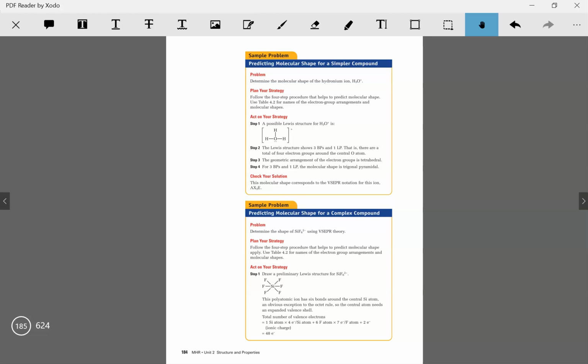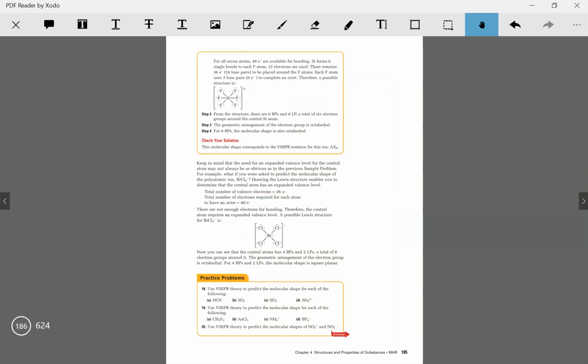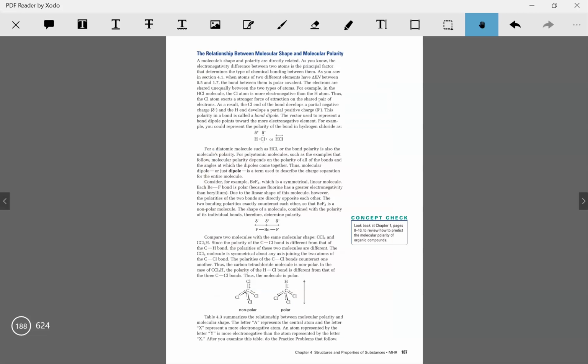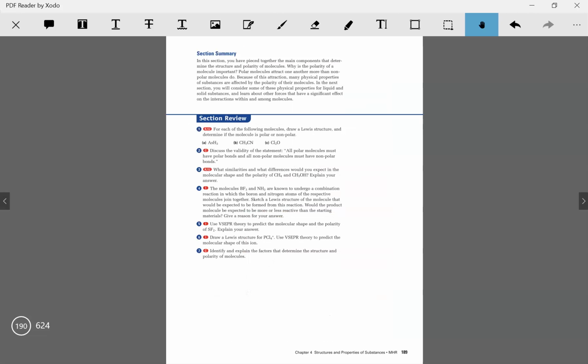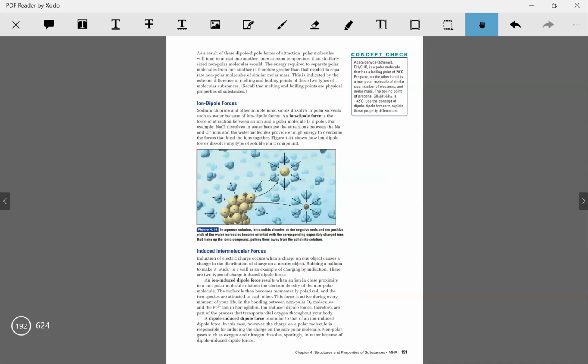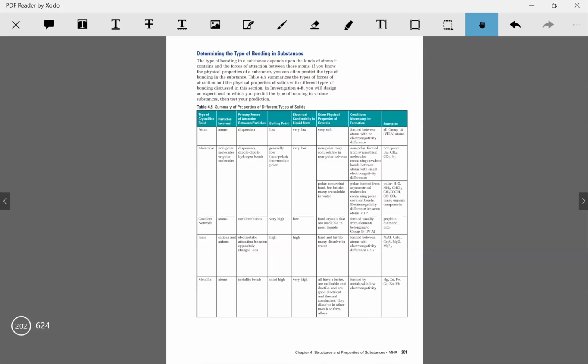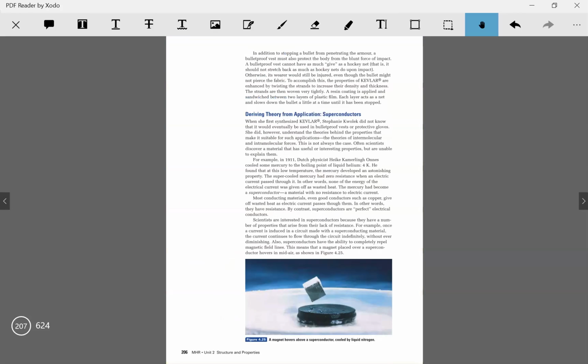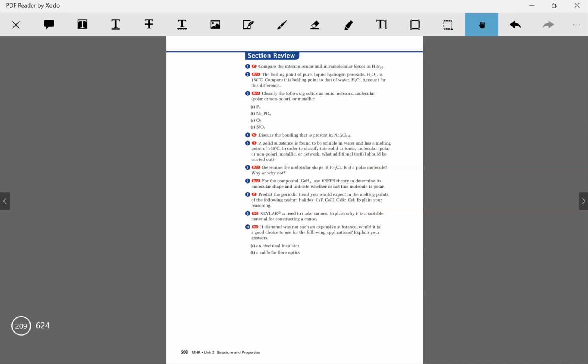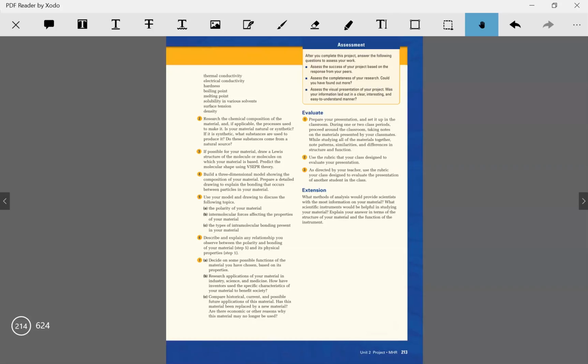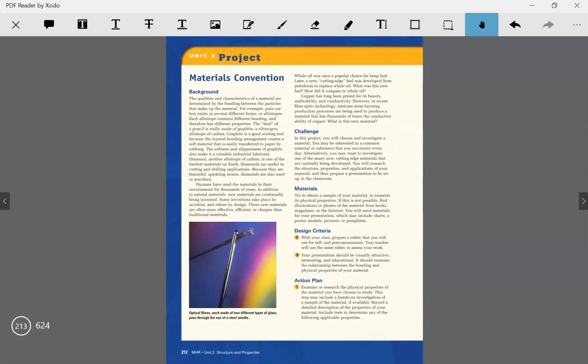Now we have the VSEPR stuff. Use VSEPR theory to predict molecular shape. Then we have polarity. Then we have review. Let me just see how much more we have to do. I don't even know what all this stuff is. Interesting. Oh, and then it's just that.